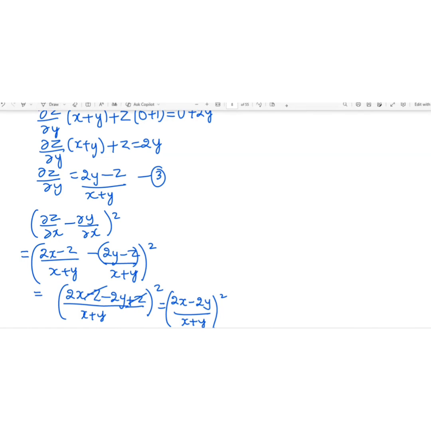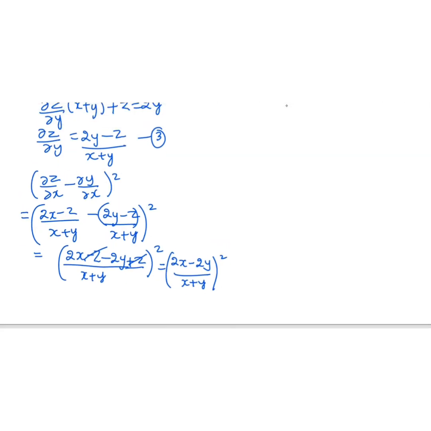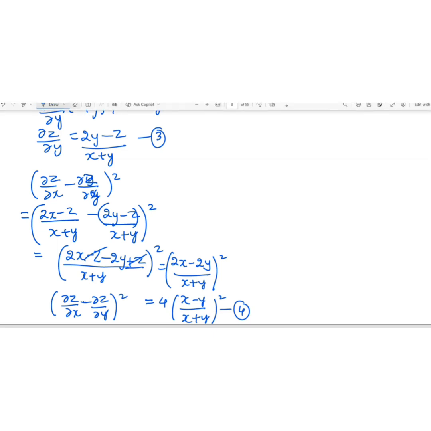So now we can write this as, I'll take 2 common. Square of 2 will be 4. I'll take 4 outside. That will be x minus y divided by x plus y whole square. We'll call this equation 4. That is your dou z by dou x minus dou z by dou y whole square. We got the first LHS answer.